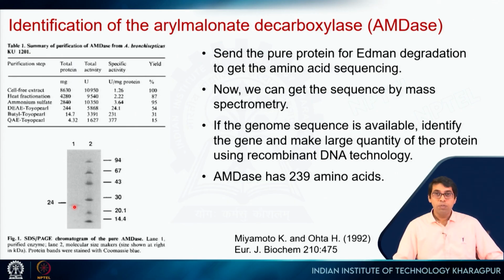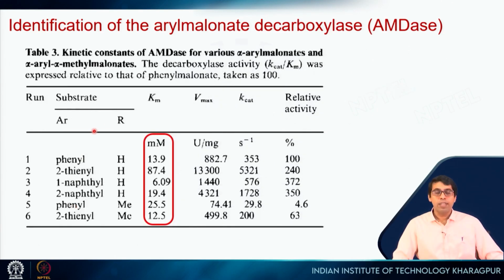So, nowadays we can do a lot more, very fast. Once they identified the enzyme, they characterized it, and this is something that we have already seen. You can do Michaelis-Menten kinetics. So, they determined the Km, Vmax, and Kcat for different substrates. They changed the aryl group and did this.